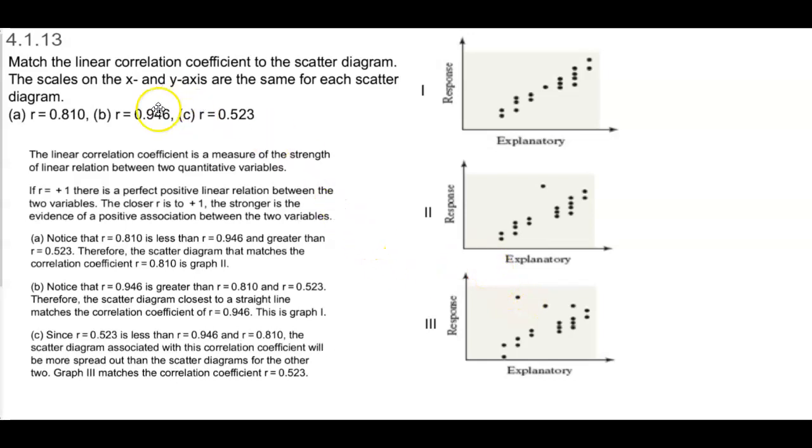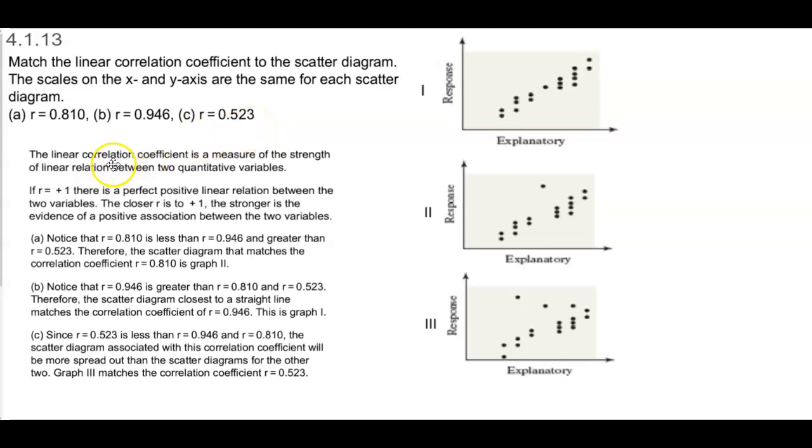So the correlation coefficient for part A, which is called R, is equal to 0.810. B, R is equal to 0.946. And C, R is equal to 0.523.